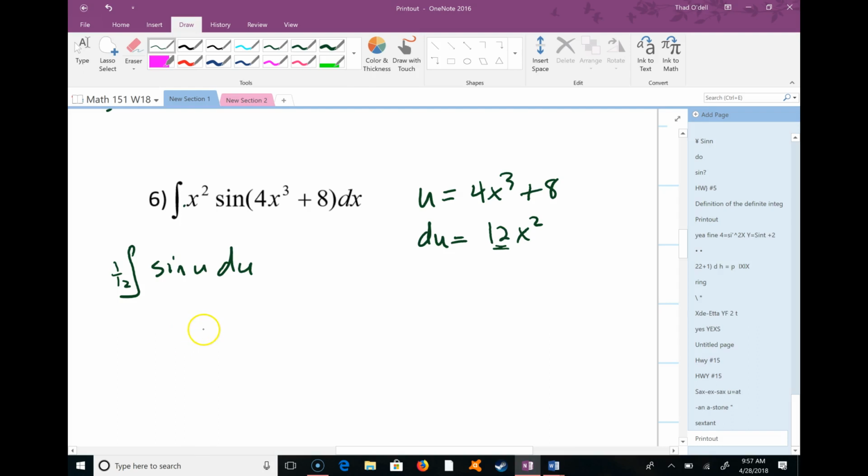So the integral is going to be 1/12, and the integral of sine is cosine. But notice if I take the derivative of cosine, I would get negative sine. Don't want that. I want positive sine, so I'm going to put a negative out front to counteract that. And I get a plus c here. And of course that would be equal to negative 1/12 cosine of 4x cubed plus 8 plus c.